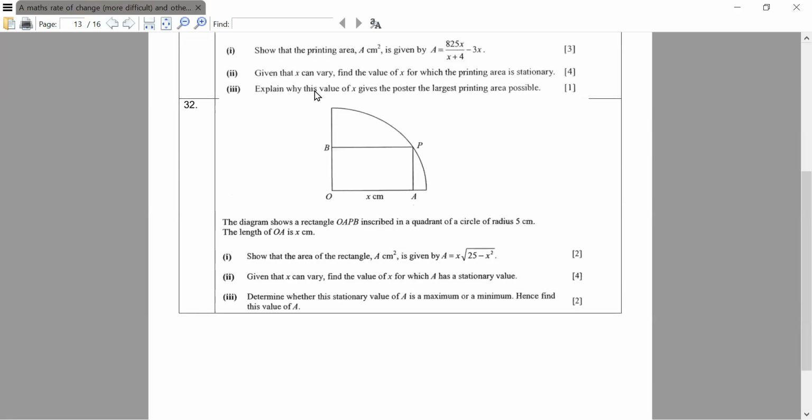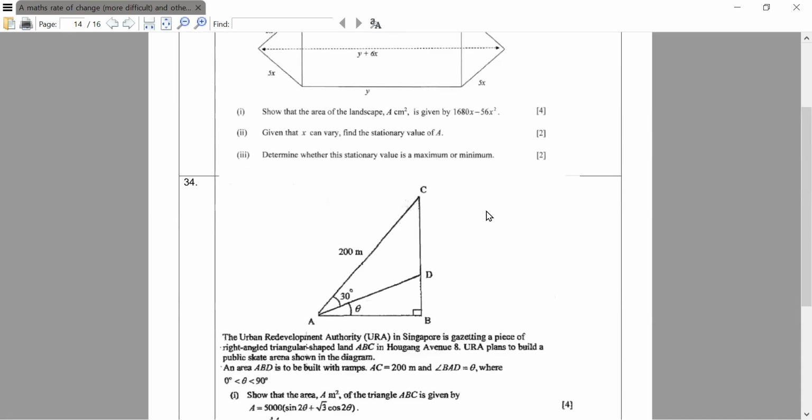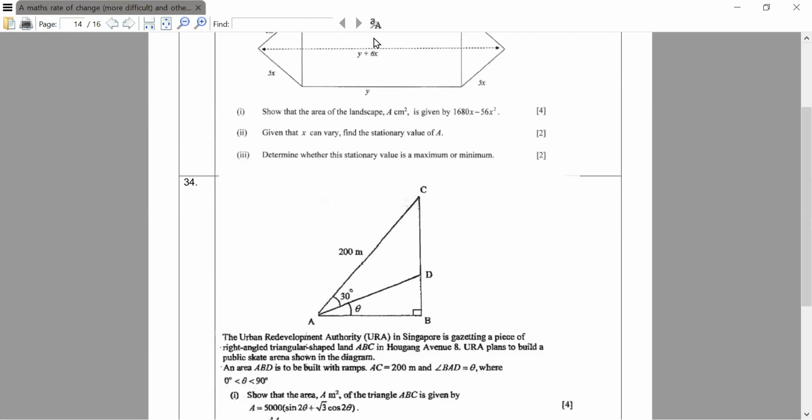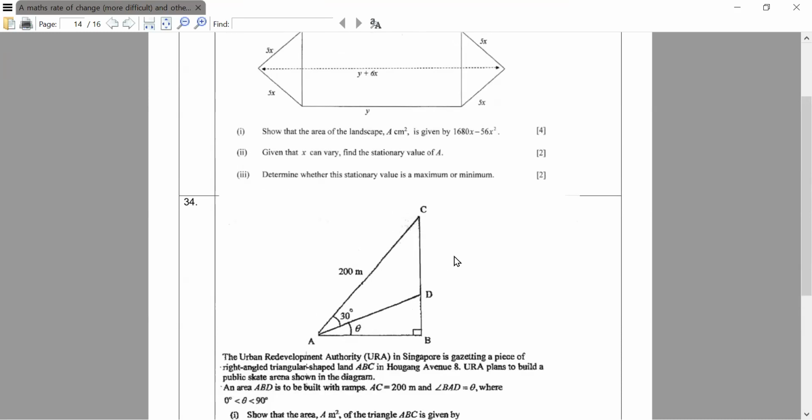Then now finally, got a quadrant. Reminds you of our primary school questions, right? Finding out the area of a quadrant, just take the area of circle divided by 4. What else we have? Wow, what's this? This is a very badly drawn two isosceles triangles and a rectangle shape. Okay, go and find out the area of the rectangle or the landscape, the entire shape.